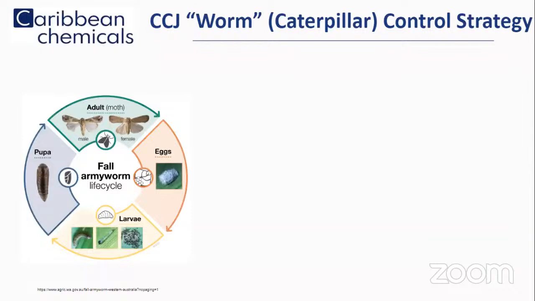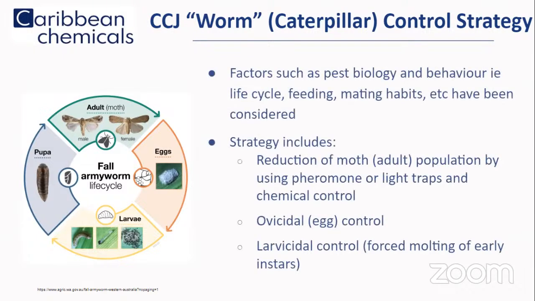So we go and look at this diagram here. We have the false armyworm with the life cycle. It starts with the adult, then the adult moves on, lays eggs on the leaf, and then the eggs move into larvae. And the larvae is the most destructive stage of the insect. Yes, the most destructive stage of the insect. And then it moves on from the larvae to the pupa, and then the pupa to adult. So we target the different stages, and we have chemistry to target each stage of the life cycle of the insect.